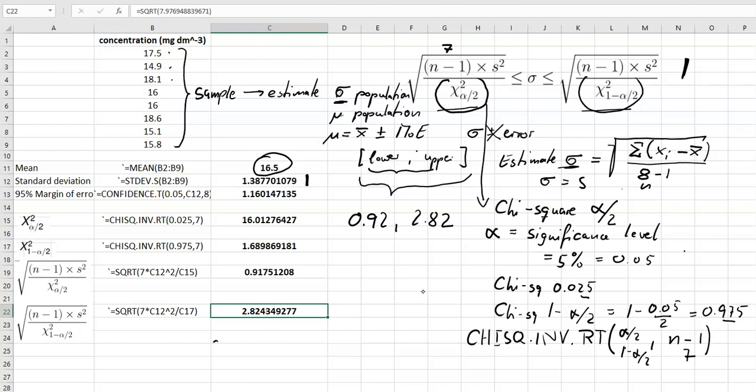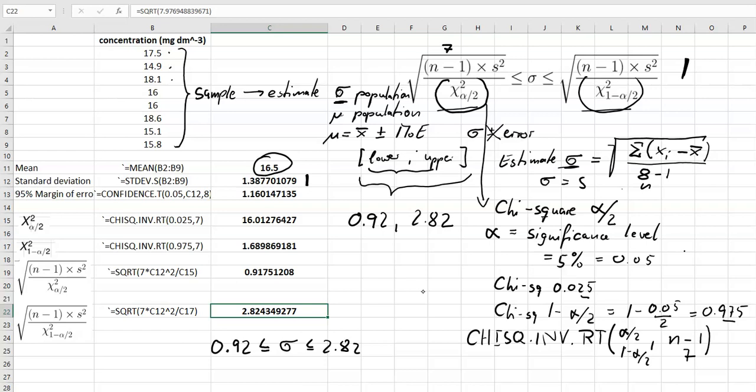So let me write this again. 0.92 is smaller or equal than the true population standard deviation, it's no longer an estimated one, the true population, and that is smaller than 2.82. And we've calculated our previous estimate is 1.38, so it's within these boundaries. And as I said, we believe that the true population standard deviation is somewhere between 0.92 and 2.82.